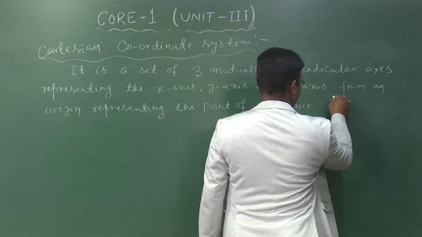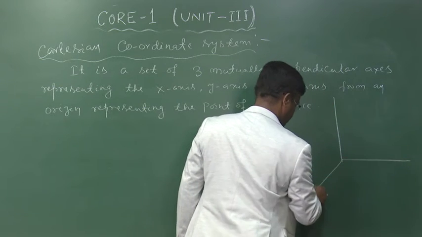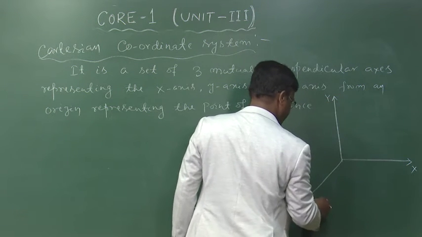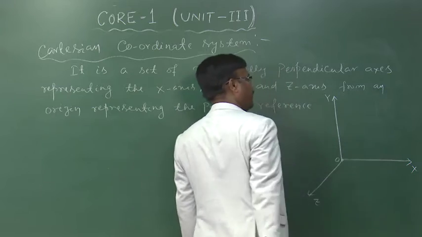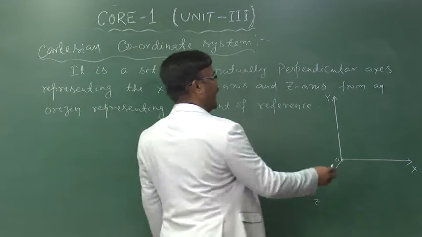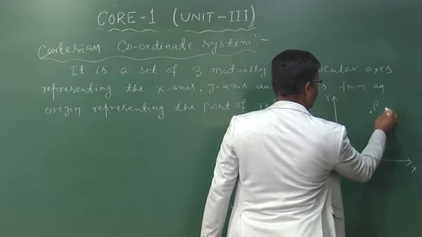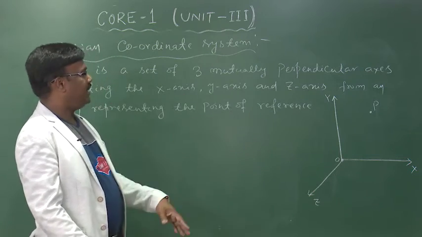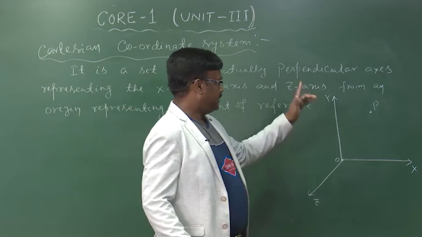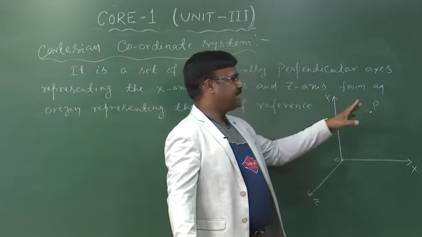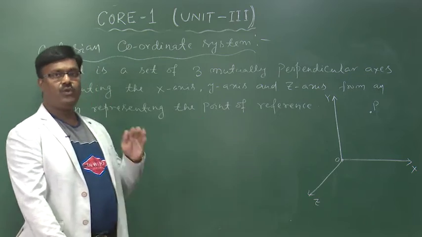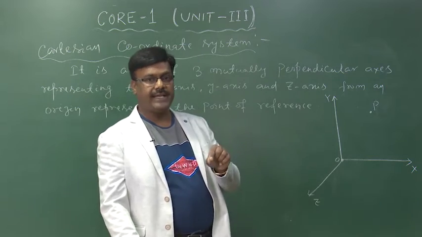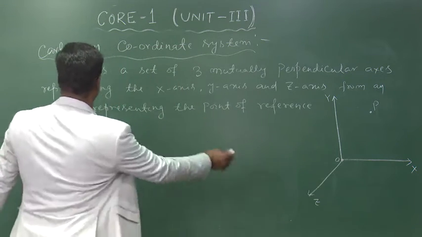Here we can show this. This is the x axis, this is the y axis and this is the z axis, and this point is the origin O. If we are asked to find the coordinates of the point P with respect to this origin in the Cartesian coordinate system, then we can represent the coordinates of this point as x, y and z, which are the distances of the point from the x axis, y axis and z axis respectively.